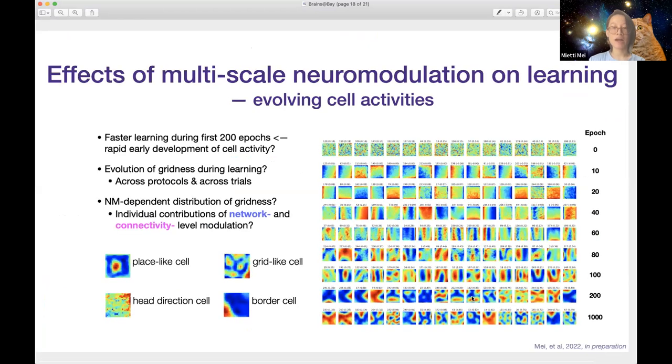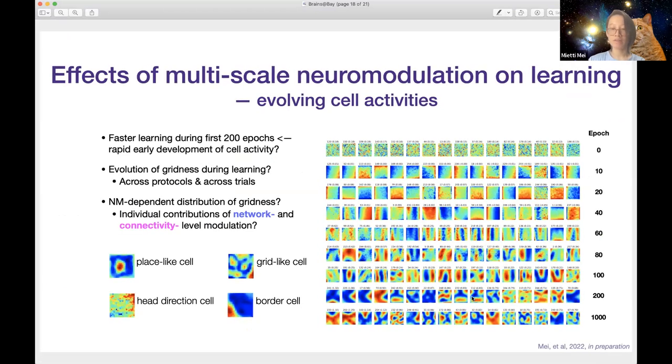It also demonstrates that the learning is a bit asymmetric and occurs a lot at the beginning. So if we only plotted this by 1,000 epochs and saw that at the end we have a small error, we would never know what's happening in between. And there's actually a faster evolution of cell firing patterns at the beginning.